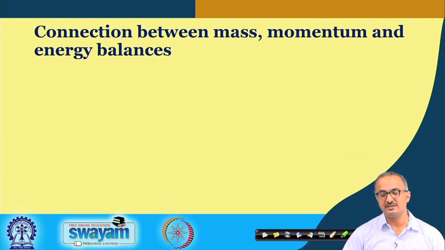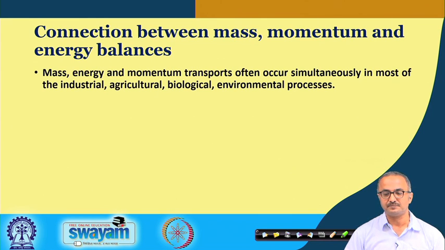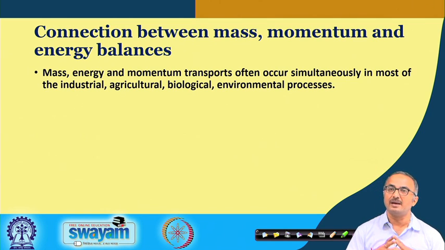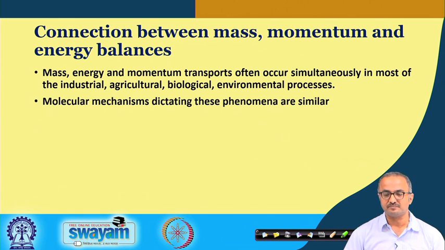Now, let us see how these three things, mass, energy and momentum balances, are connected. As I was telling you, for many applications all these three occur together, for example in industrial processes, agricultural processes, and biological and environmental processes. In this kind of system, all three conservation laws can be applied together, and we write these conservation laws in the form of balance equations. And sometimes the molecular dynamics of the system dictates all these phenomena. Molecular dynamics means how the constituent molecules of a particular system interact among themselves, and these interactions are reflected in the macroscopic or overall behavior of the system.